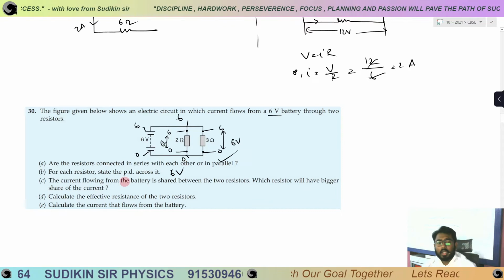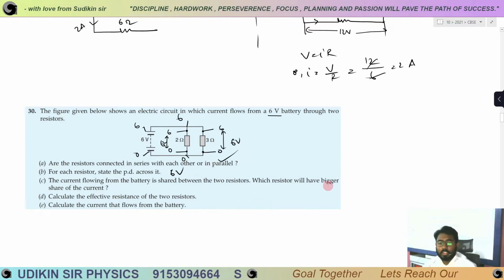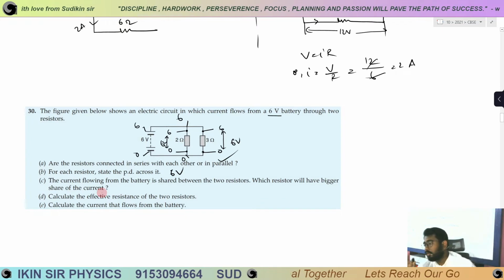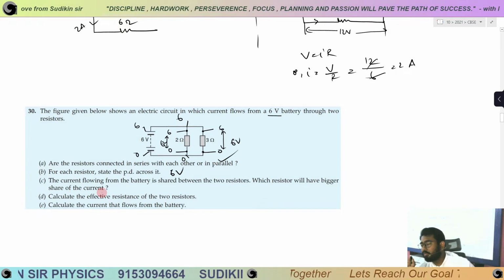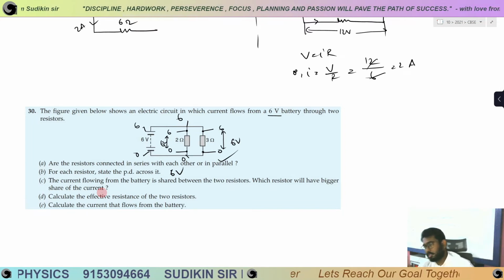The current flowing from the battery is shared between two resistors. Absolutely. Which resistor will have the bigger share of current? Tell me. Which resistor will have the bigger share of current? First, tell me one thing. You have been given two paths.